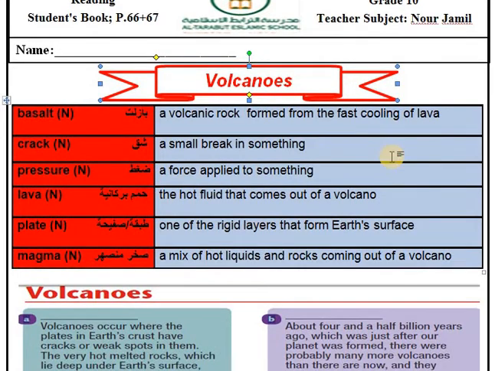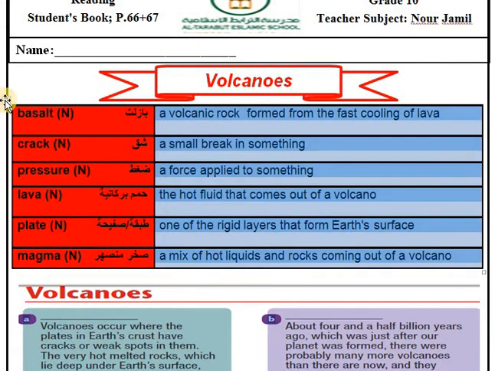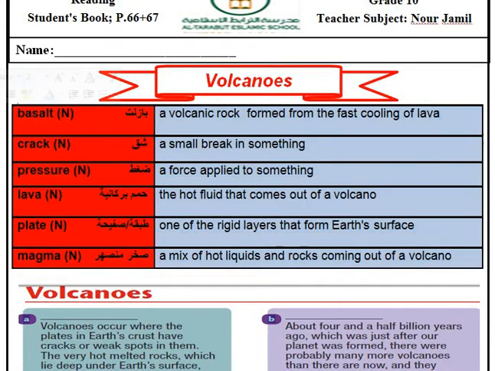As you see, in this table, there are several words. Let's read. Basalt, crack, pressure, lava, plate, magma. Basalt اللي هو البازلت, a volcanic rock formed from the fast cooling of lava. انتبه إنه هو volcanic rock.